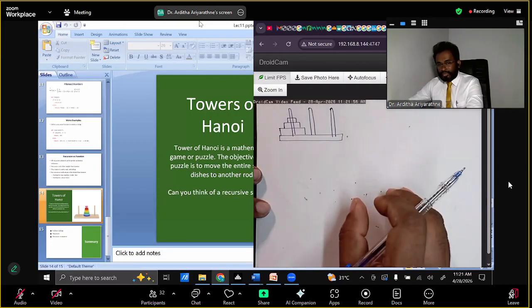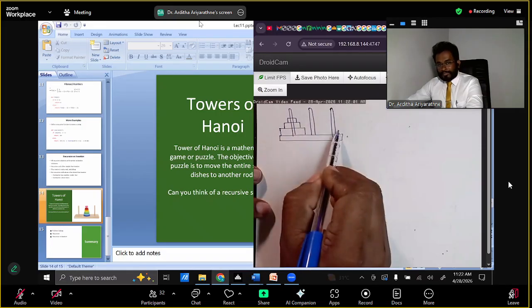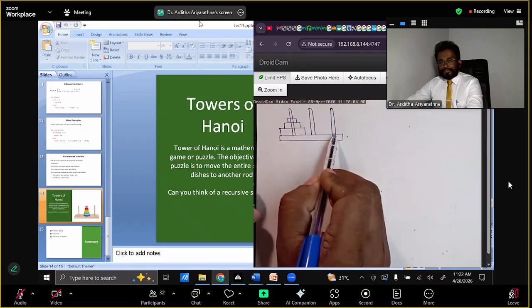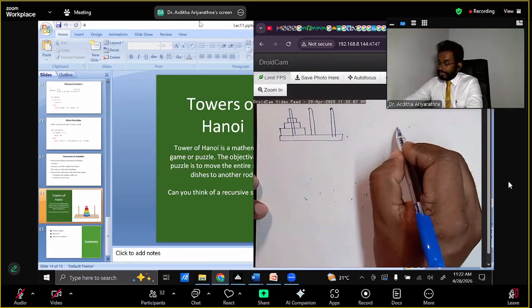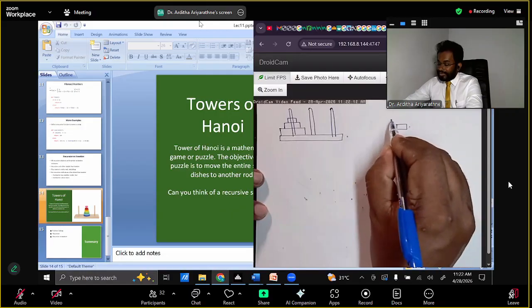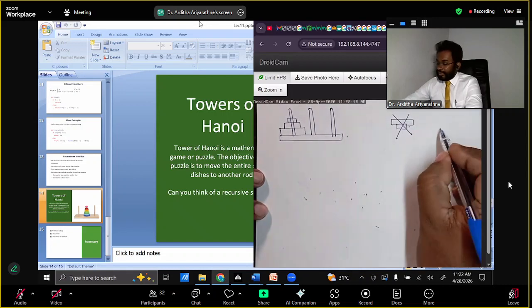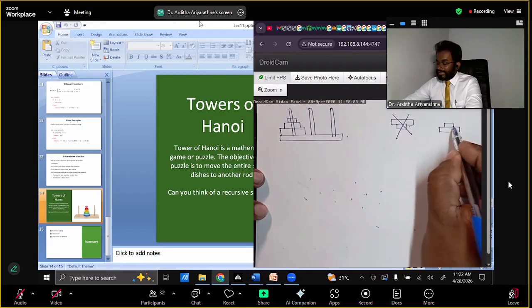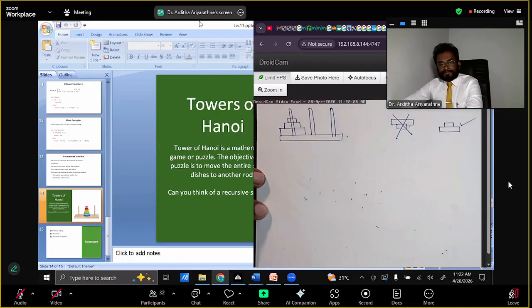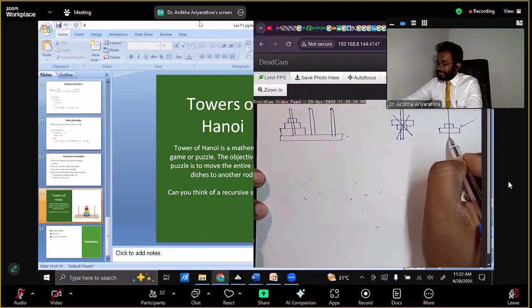You have to move these 3 discs onto a different pole, but there are some rules. You can't put a larger disc on top of a small disc. This is not allowed. Always you can put a small disc on top of a large disc. This is allowed, right? You can't do this, right? This is allowed.